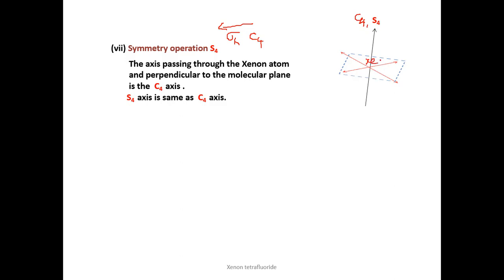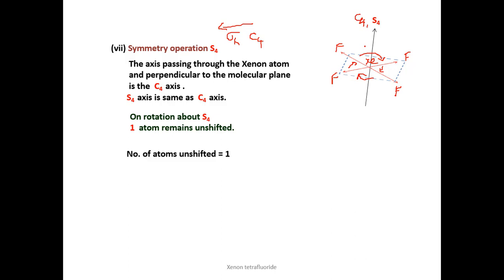At the center you find xenon, and at the 4 corners you find the 4 fluorine atoms. During rotation about C4, all the fluorine atoms will change their positions like this, whereas the xenon atom will be unshifted because it is present in the axis itself. This will be followed by reflection about sigma H, and still the unshifted atom will be the xenon atom, and so only one atom remains unshifted.